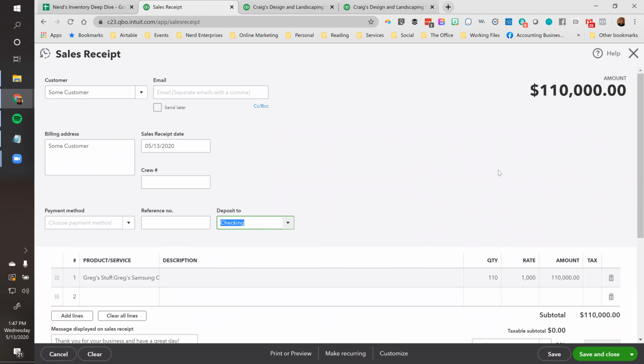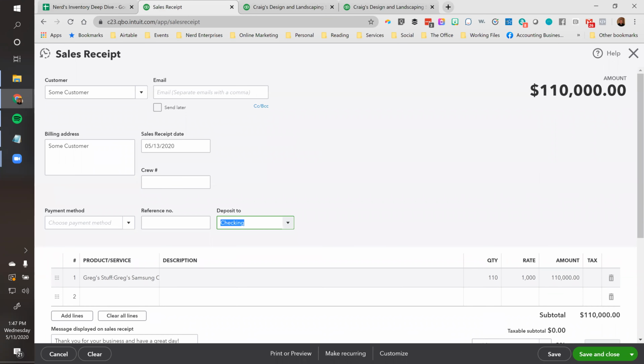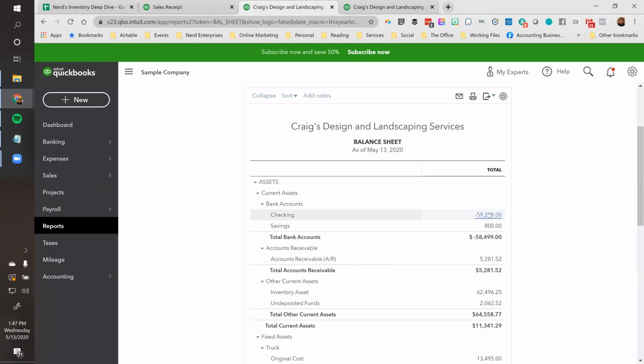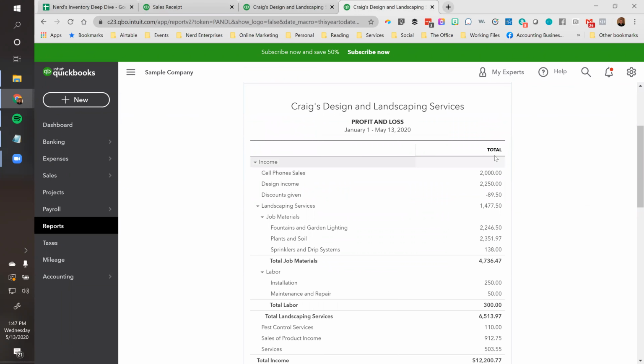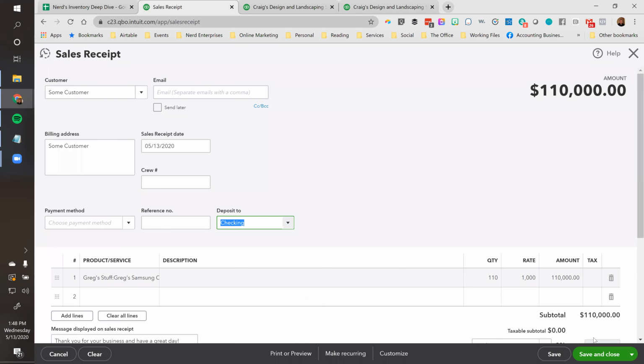So when I save this, what's going to happen, right? I'm going to see a whole bunch of money come into the checking, right? 110,000. That's going to put us back in the black, so to speak. I'm going to see 33,000 in inventory come out, so we're going to have about half of this left. And on the P&L, I'm going to see cell phone sales come up to 112,000. And of course, my cost of goods sold for cell phones is going to increase also by the 33,000 and change. Let's save it.